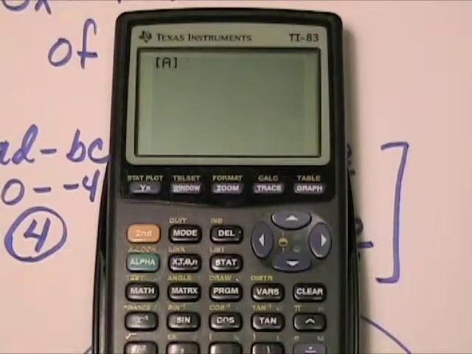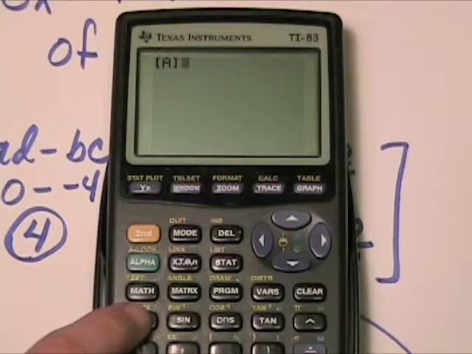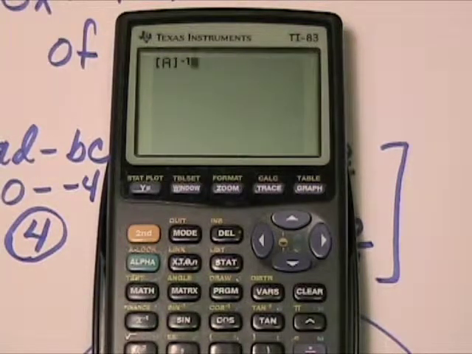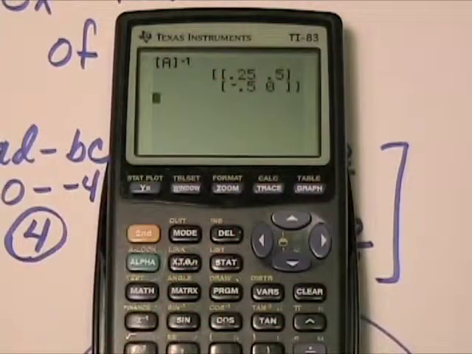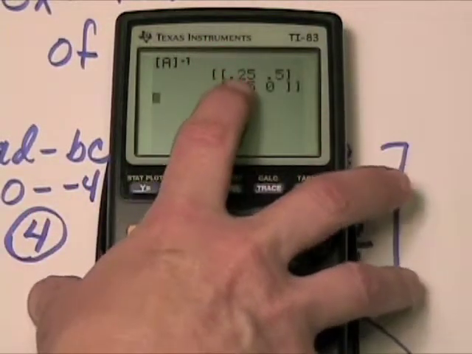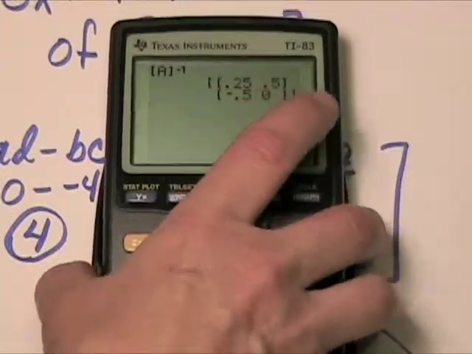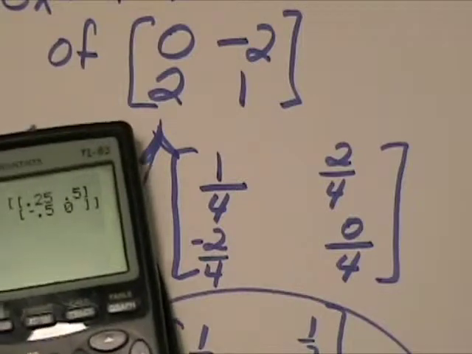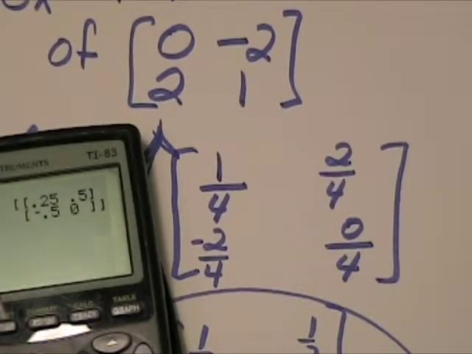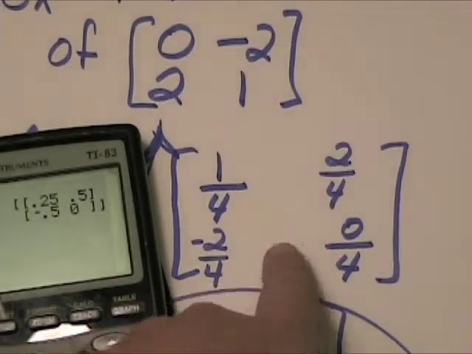Then I'm going to look on my calculator for my inverse key. On this calculator, it is the x to the negative 1 key. I'm going to touch that. And now it's going to say matrix A to the negative 1 power, which means the inverse matrix. I'm going to press enter, and there I'm going to get some values here. Let's see. Is 0.25 1/4? Is 0.5 1/2? Yeah. Let's take a look here. Oh my gosh, look. The calculator is giving me exactly what I have here in fraction form.